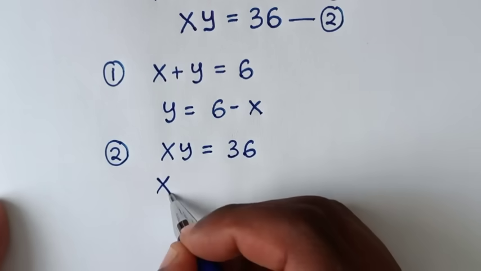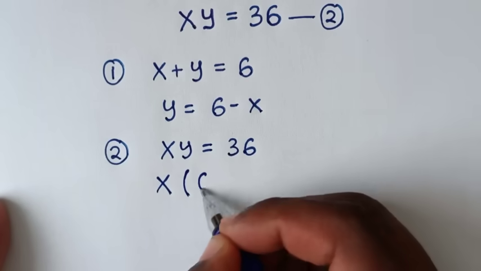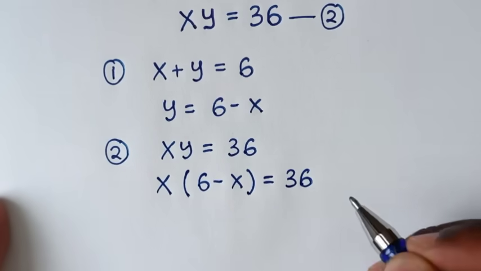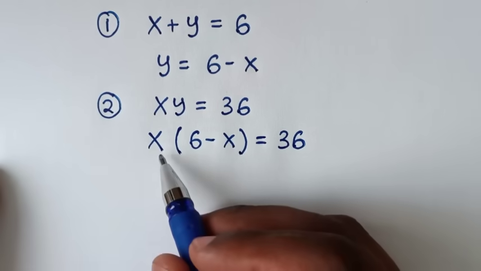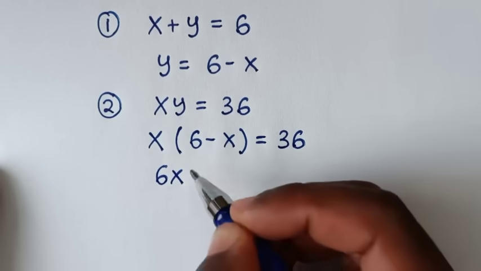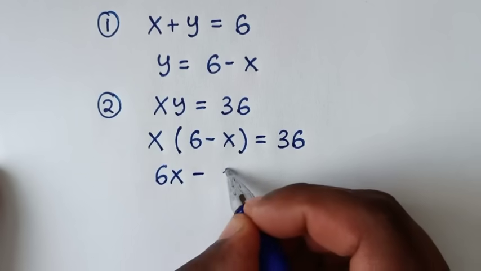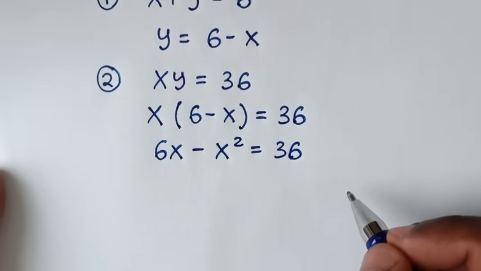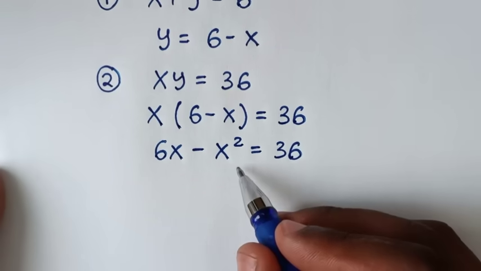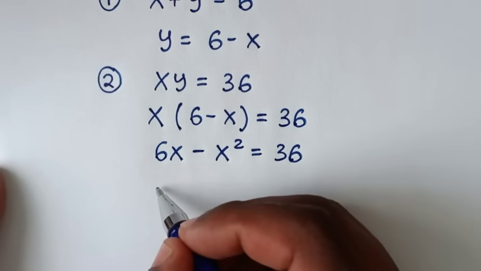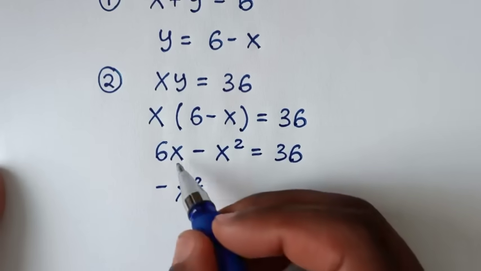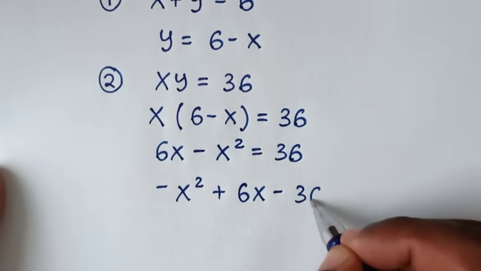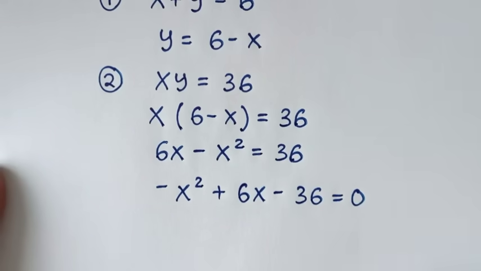So it will be x times y, we substitute here, x times bracket 6 minus x, is equal to 36. Then it will be x times 6, it is 6x. x times negative x is negative x squared, is equal to 36. Then we take this 36 to this side. So we start with negative x squared, then plus 6x, 36 we take to this side to be minus 36 is equal to 0.